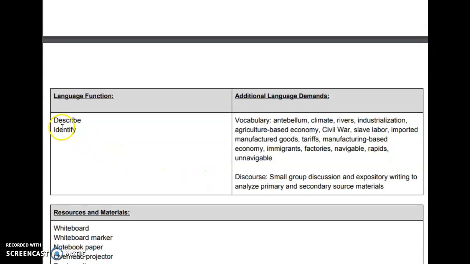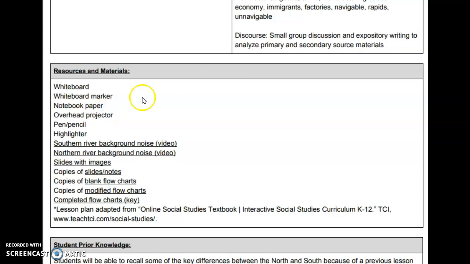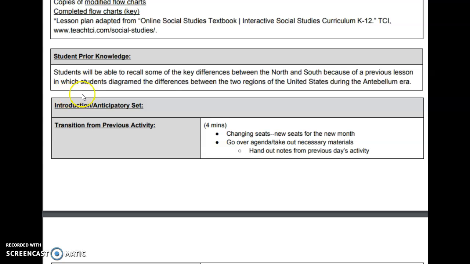All right. Typically, you want one language function from what I understand, but two would be fine. You describe, you identify, and then here the language demands would be academic language that students normally don't use in everyday life. So antebellum, industrialization, things like that, things that are going to be in the lesson plan itself. Here are the materials, whiteboards, everything that you're using, even links. Student prior knowledge. So students will be able to recall key differences. So that's pulling from prior knowledge.